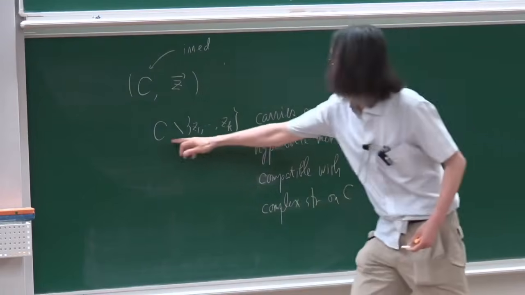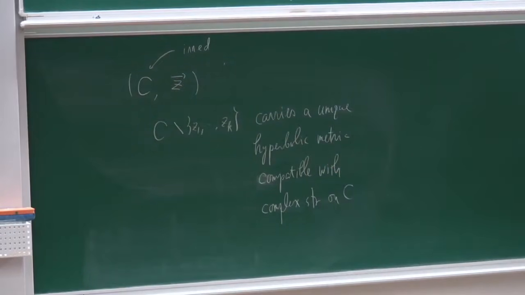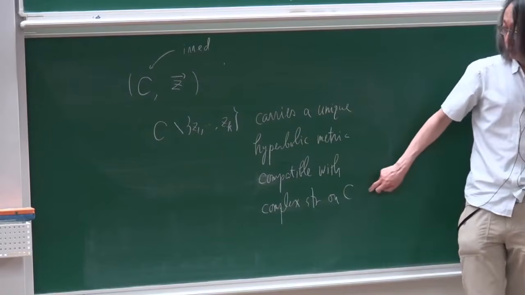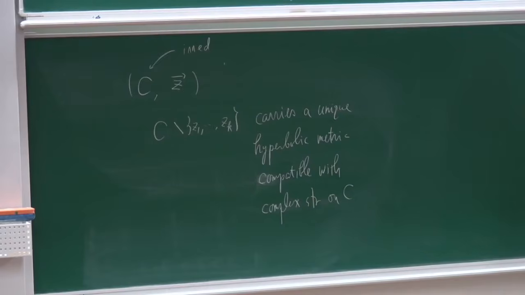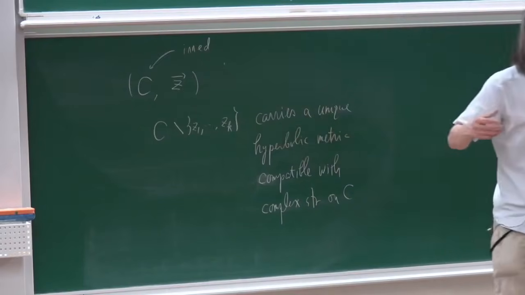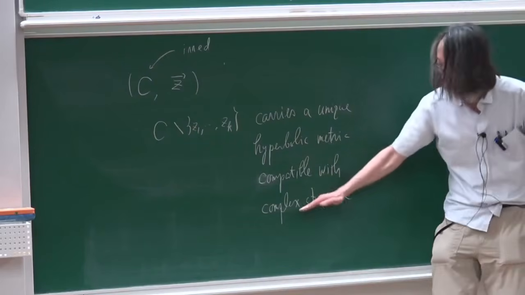So C is now a Riemann surface, so therefore a complex structure is already assigned there. So I have one complex structure there. In particular, it gives you a conformal structure there. And then there is a hyperbolic metric on the surface whose underlying conformal structure is compatible with this complex structure.